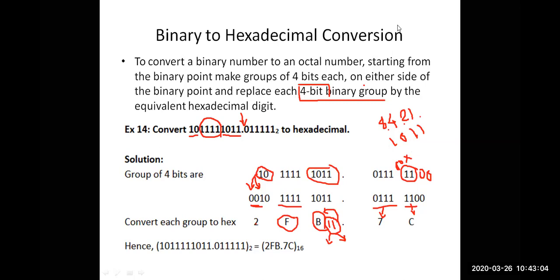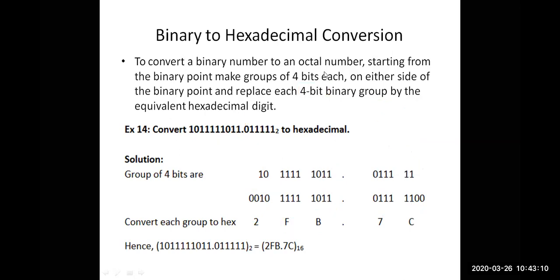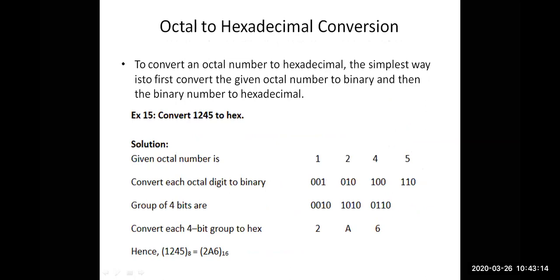Okay, so we have seen the conversion from binary to hex. Now octal to hex. This is interconversion from an octal number into a hex number. So how to do this? Suppose I have an octal number. This is an octal number, remember, because it has 1, 2, 4, 5. So octal number into hex is very simple.